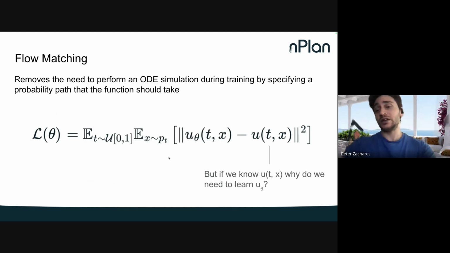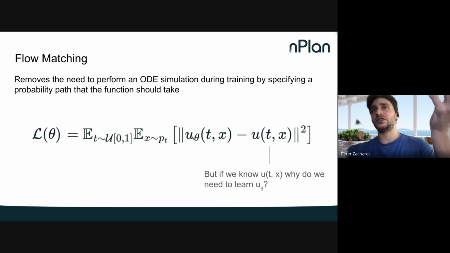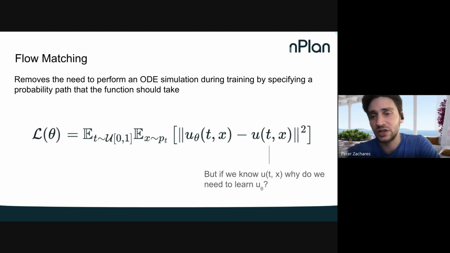Obviously the whole point of this process is to learn u. So if you already know what it should be, then what's the point of learning it? So actually, you can't just do flow matching by itself. That wouldn't work, because if you already knew u you wouldn't have to learn it. So you can't train u of theta with u.